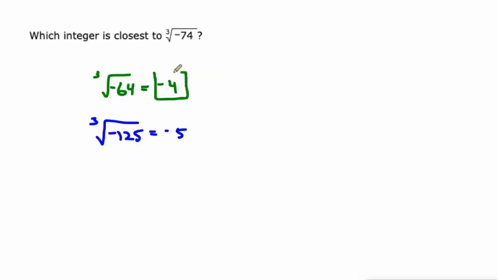Last one, same thing though. The cube root of negative 64 is negative 4. I think that's going to be our answer because that's too small, but if I go above that, I'm doing the cube root of negative 125 to get negative 5, and negative 64 is a lot closer to negative 74 than negative 125 is, so that's why I'm going to choose negative 4 as my answer.